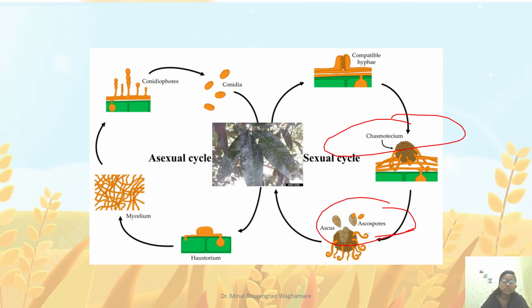Coming to the asexual life cycle, when the mycelium germinates, conidiophores are produced, and from the conidiophores, conidia are released, and those conidia lead to the secondary infection of the powdery mildew of the mango, that is Oidium mangiferae.